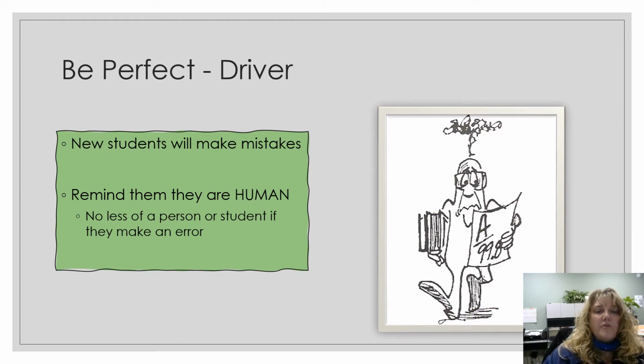We're going to help you walk through it, and we're going to make you better. So the Be Perfect driver, these are the new students that are really anxious. I've got the good picture here where the guy is showing that he's got the 99.8 and he's really stressed out because he's 0.2 of a point away from making a perfect score, and that has really upset him. And that's that Be Perfect driver. You've got to be perfect. We've got to be perfect at this. And those students do have to be reminded that they are human and it's okay to make a mistake.